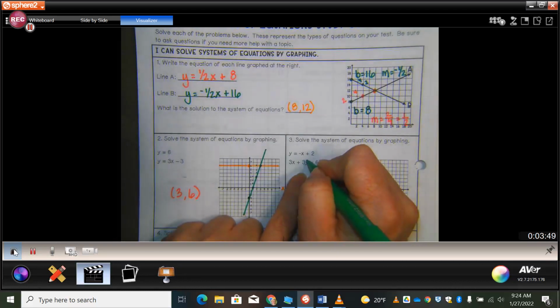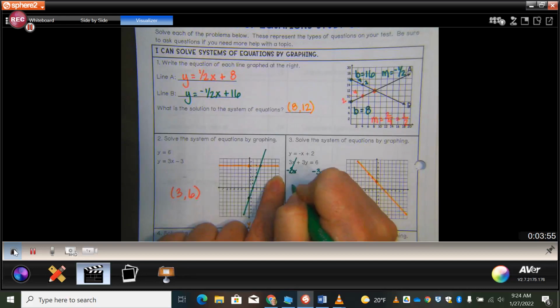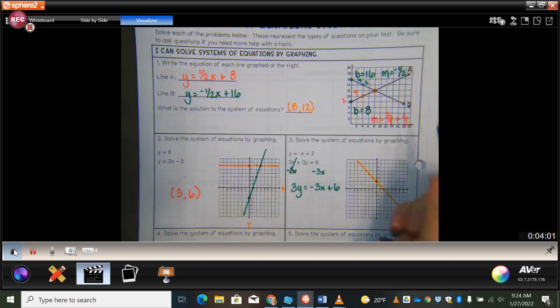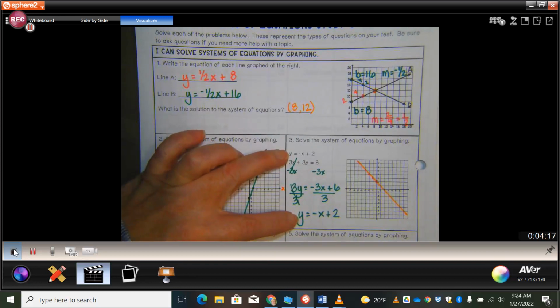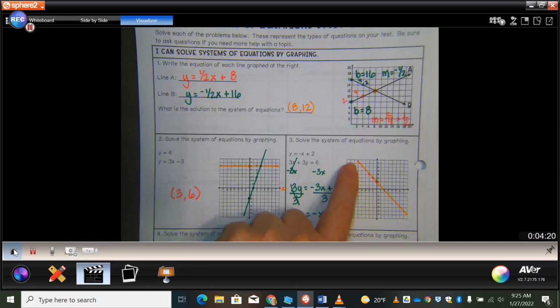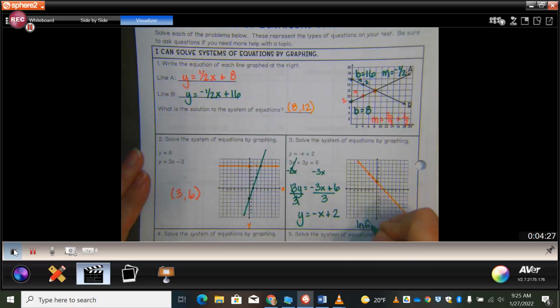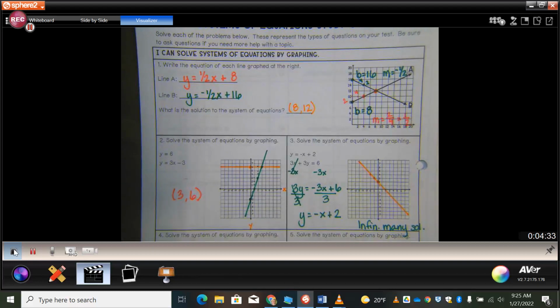To do that, we have to get the y by itself, so we start by subtracting 3x from both sides. And remember, because we want this in slope-intercept form, we're going to put the minus 3x first. Divide both sides by 3 so that y is by itself. 3 divided by 3, because it's negative, you get negative x. 6 divided by 3 is 2. Now if you notice, these two are the exact same now. Y equals negative x plus 2. So if I were to graph it, it would be the exact same line. So that means we have infinitely many solutions, because it ends up being the exact same line.